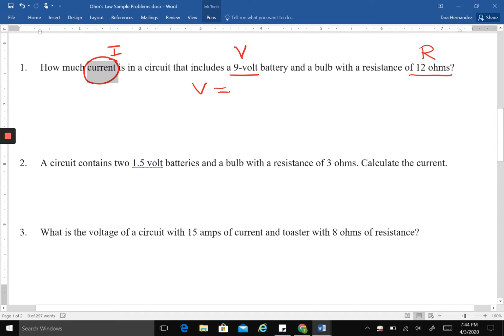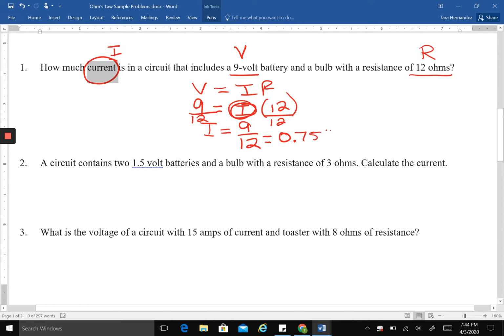So we have the equation V equals IR, and the voltage is 9. We're looking for the current, which is I, and the resistance here is 12. So I is equal to 9 divided by 12. We leave I alone and divide by the coefficient, and what we do on one side, we do on the other side. So 9 divided by 12 is 3/4, or 0.75 amperes.